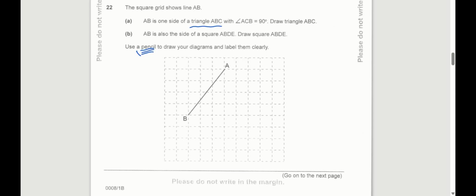Okay, this is really important in your exams. And label them clearly. So now you have A and B, so you must have point C, and you also must have D and E. So you need to be able to label these points, okay? AB is one side of the triangle, and you have ACB being 90 degrees.